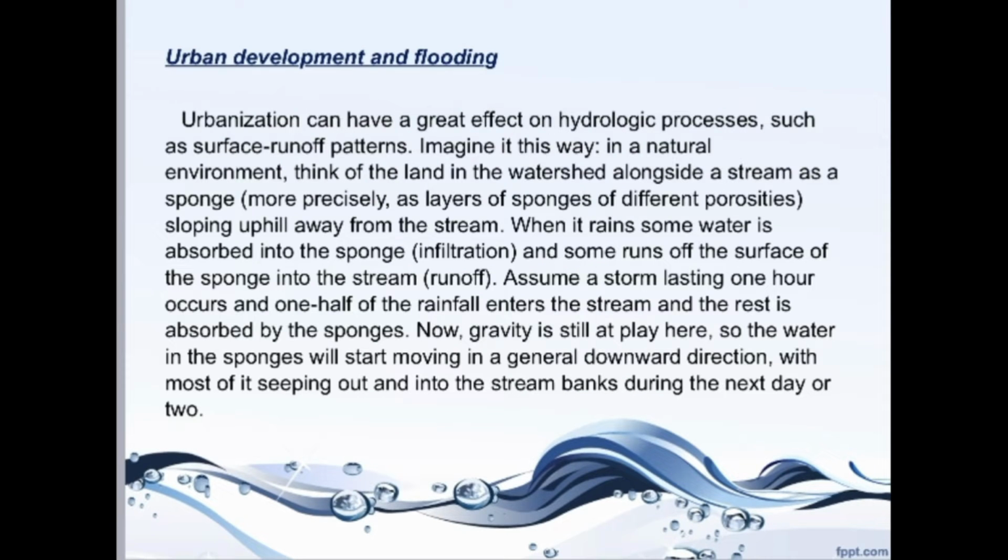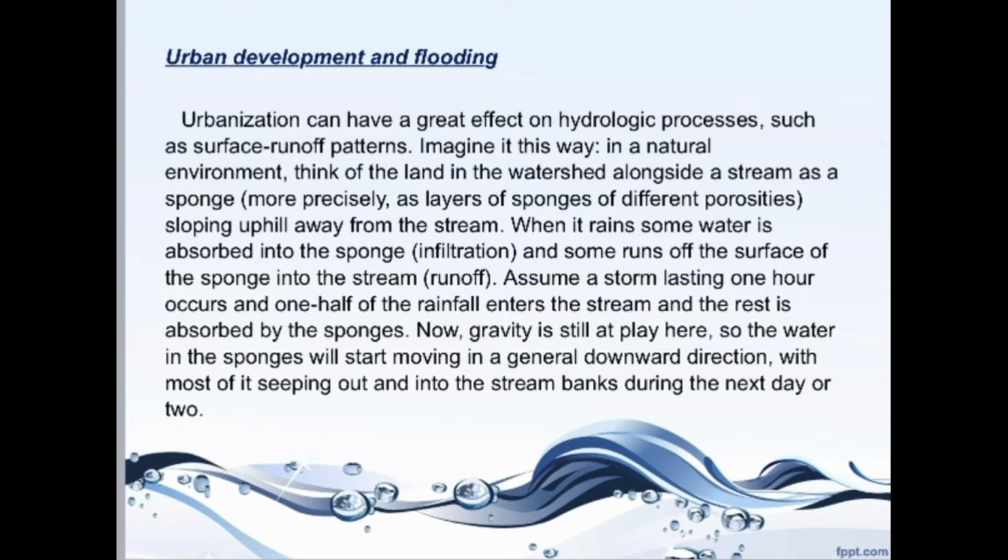Urban development and flooding. Urbanization can have a great effect on hydrologic processes such as surface runoff patterns. Imagine it this way. In a natural environment, think of the land in the watershed alongside a stream as a sponge, more precisely as layers of sponge of different porosities. The stream is located downhill, away from the sponge. When it rains, some water is absorbed into the sponge and some runs off the surface of the sponge into the stream.